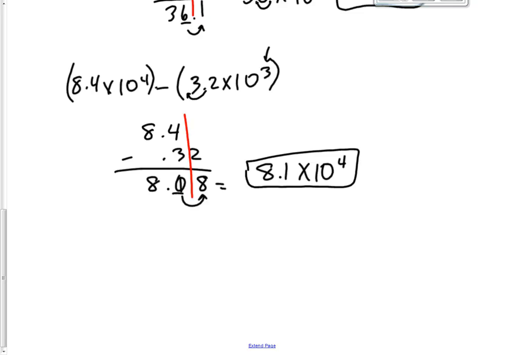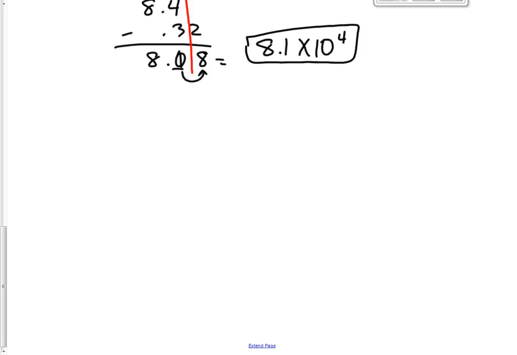Okay, let's do another addition example. You have 1.5 times 10 to the fourth plus 3.3 times 10 to the third.